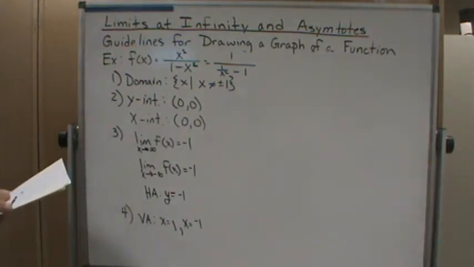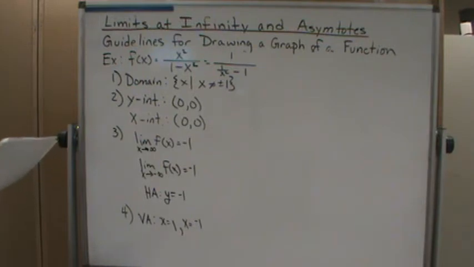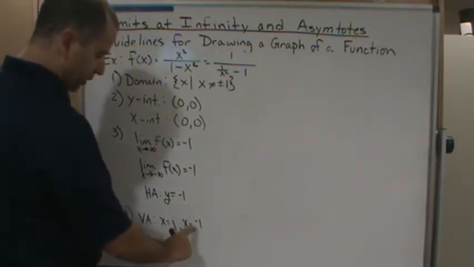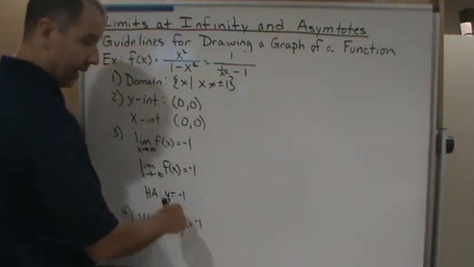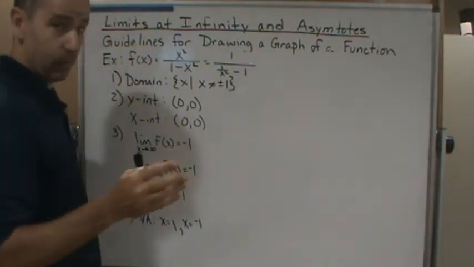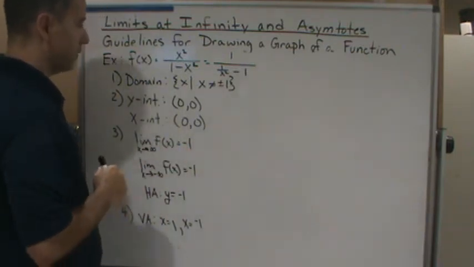Now the question is what happens at the vertical asymptotes? So what happens as we get closer to negative 1 on the left and the right? Okay. So this is where you have to kind of remember, visualize what's going on.